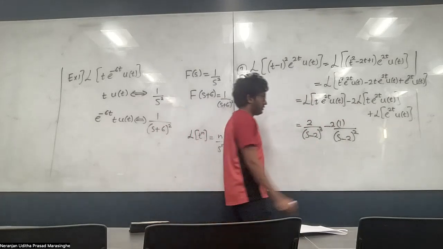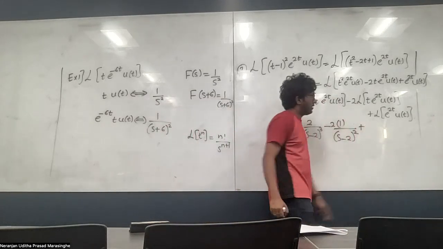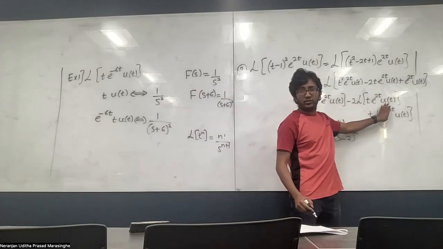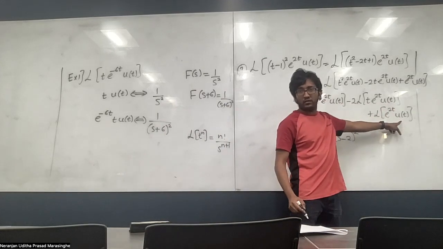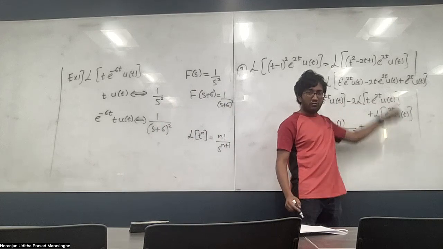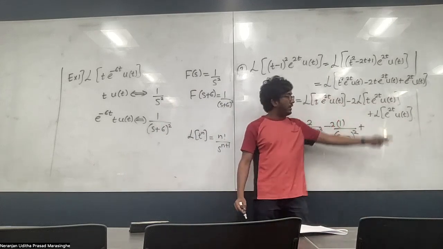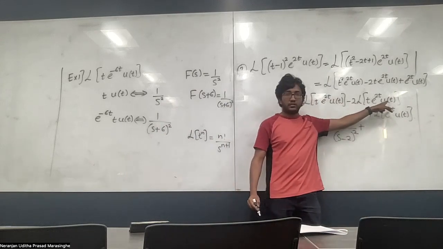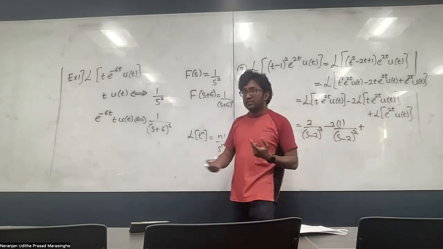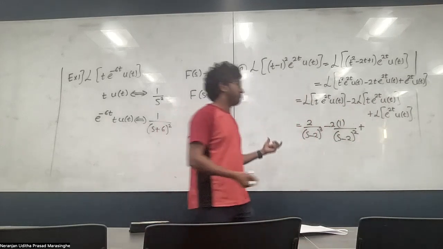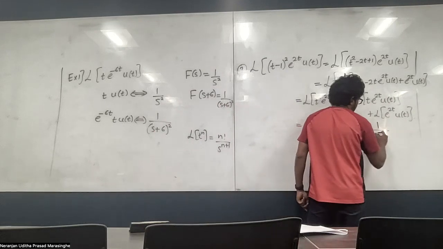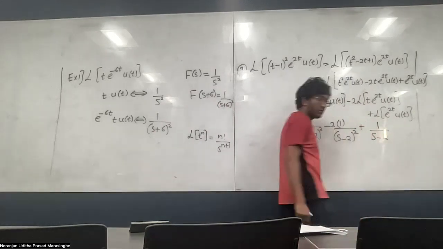The final portion. Okay. If I don't have e to the 2t, I have only u(t). Laplace of u(t) is 1 divided by s, right? And I have multiplied that by e to the 2t. So the Laplace domain would be translated. That means that will become s minus 2. Okay.